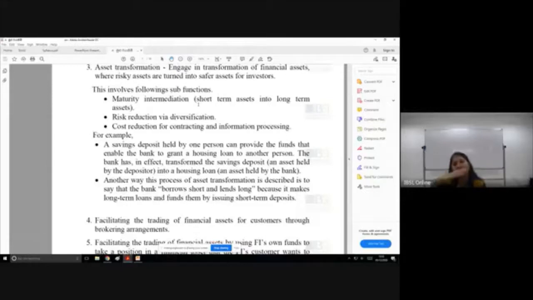But the deficit unit might be looking to invest long term. They need to put up a factory. So can you put up a factory in 1 week? Impossible. Those are the ones that they're looking at. They need funds for a long-term venture. As a bank, what do they do as an intermediary?